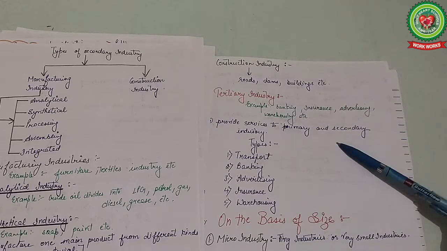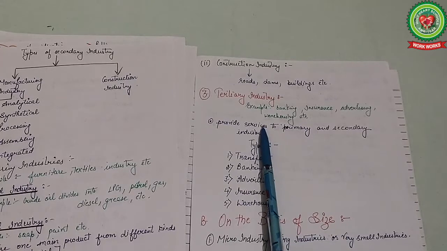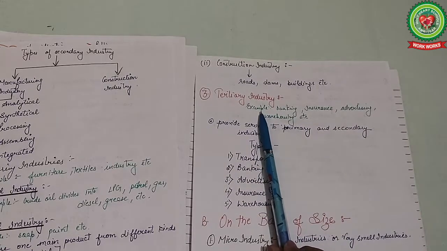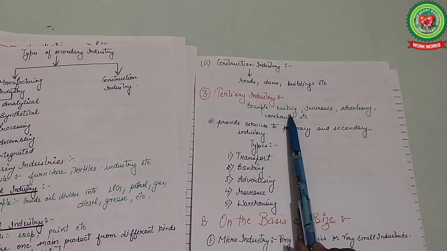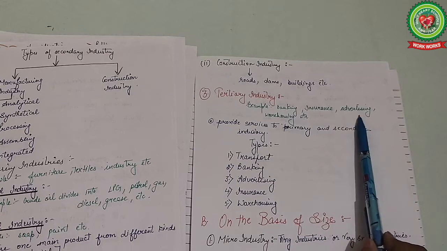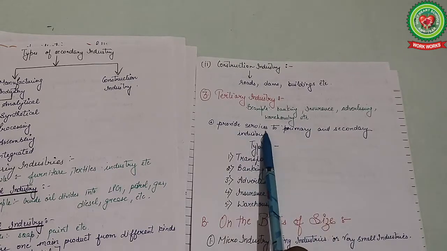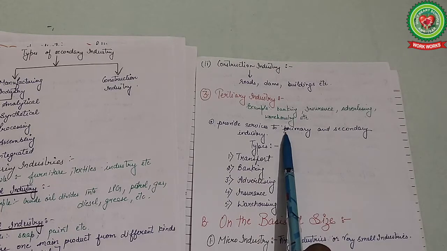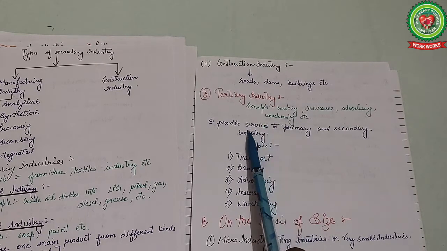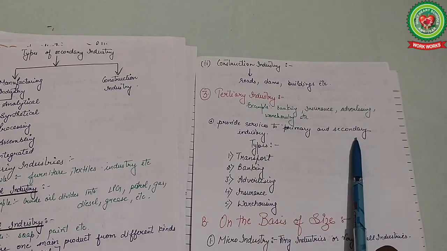So the next type is the tertiary industry. Tertiary, third type. Tertiary industries are the service industries that provide services to their customers. Examples are banking, insurance, advertisement, warehousing. What are these? These are the services provided to consumers so that consumers learn what they want and how they can get it. These are services that are provided even to the primary and the secondary industry also.